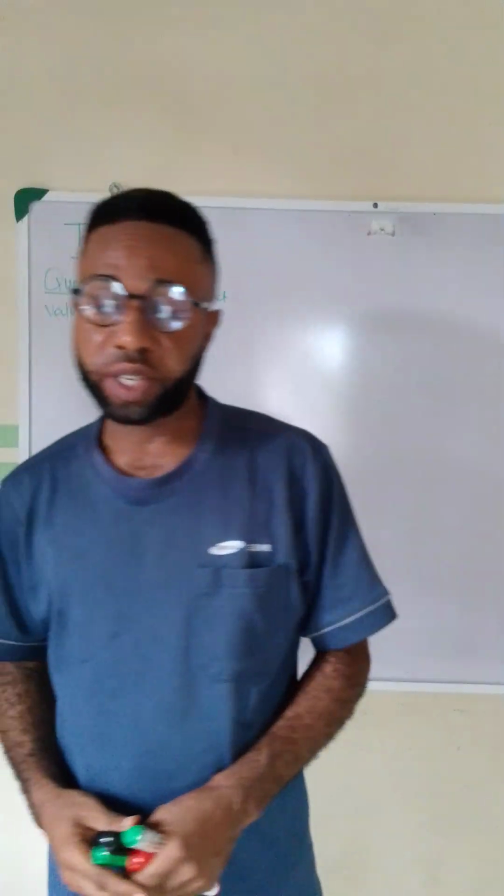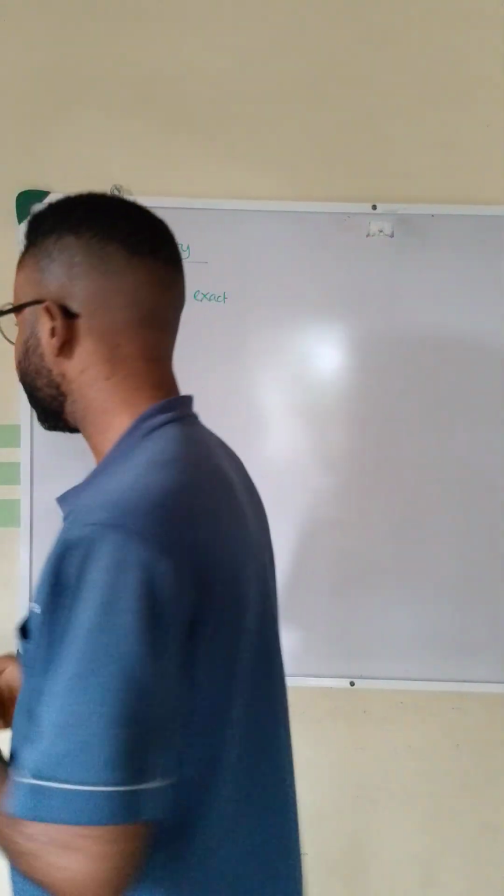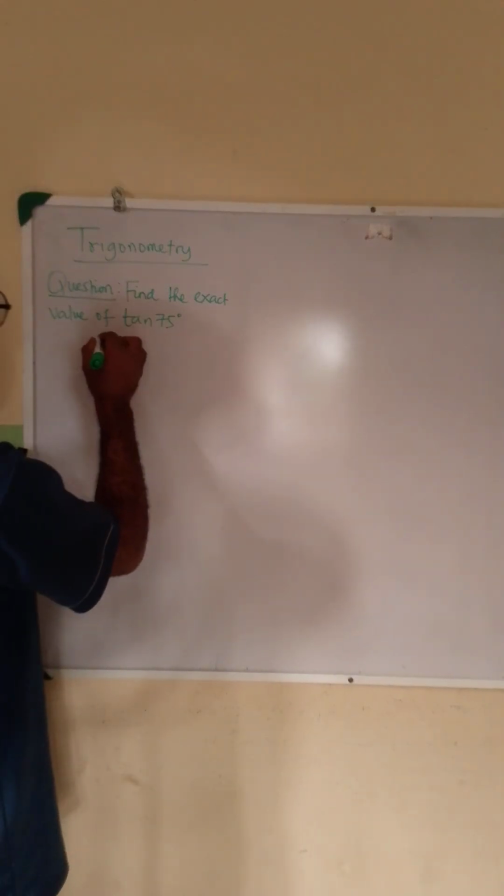Hello viewers, still on trigonometry. We are going to be finding the exact value of tan 75 degrees. And so we have a solution.